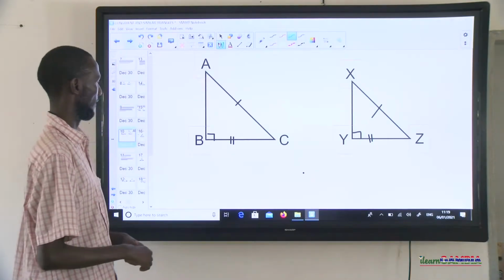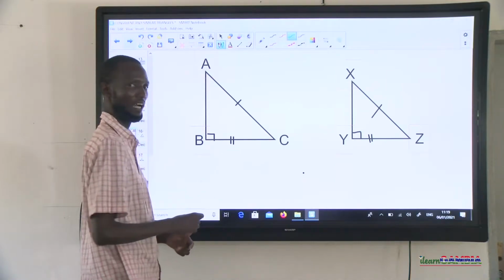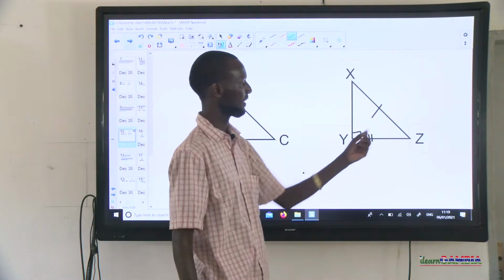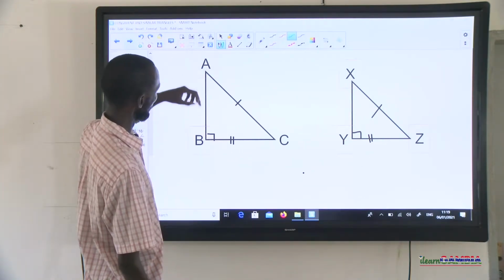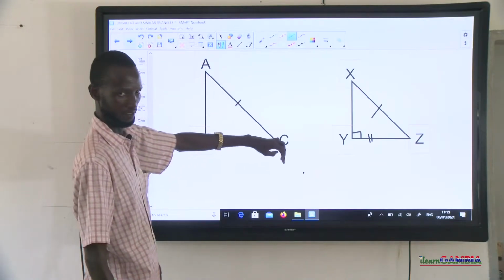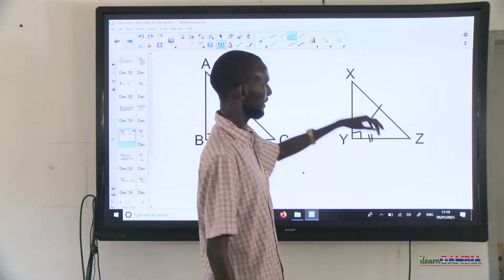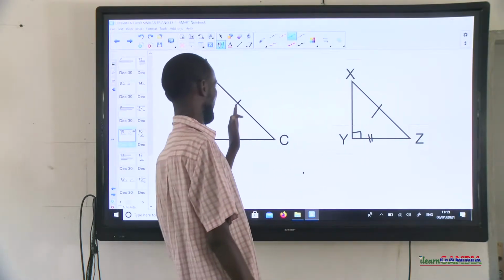Like this example here. You look at triangle ABC right-angled at B, and you have triangle XYZ right-angled at Y. You observe that the hypotenuse of ABC is AC, and it is equal to the hypotenuse of XYZ, that is XZ. Okay, so the two hypotenuses are equal.